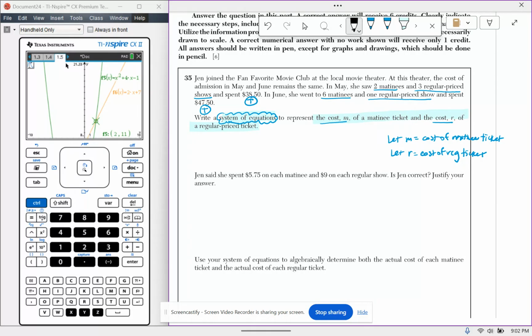So let's go to the first thing. It says 2 matinees plus 3 regular, and your total was $38.50. Then you saw 6 matinees, and you got 1 regular price show, and you spent $47.50. All right, that's my 2 equations. Pretty easy, right? Then it said Jen said she spent $5.75 on each matinee, so M equals $5.75, and 9 on each regular. Is Jen correct?